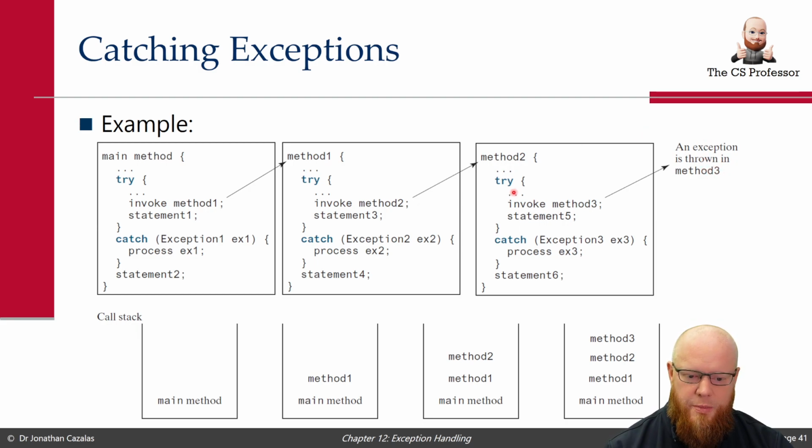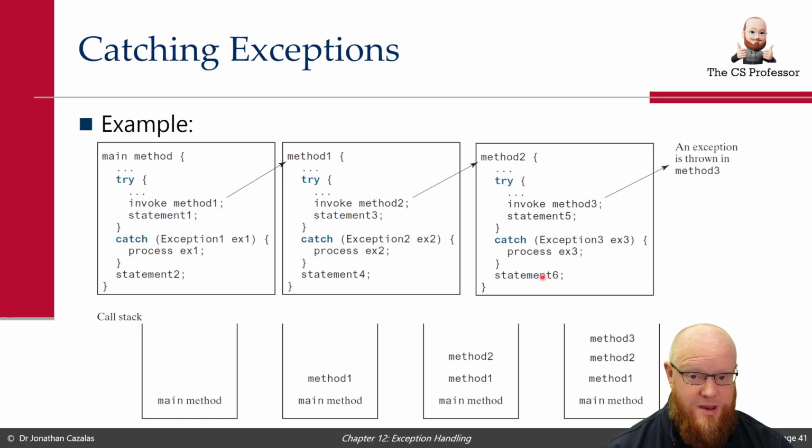Well, it gets thrown back to here. We invoked method 3 that caused an exception. We come to here. Statement 5 is going to be skipped. And now we try to look for a matching catch block. We don't find a catch block for exception 2. What happens?